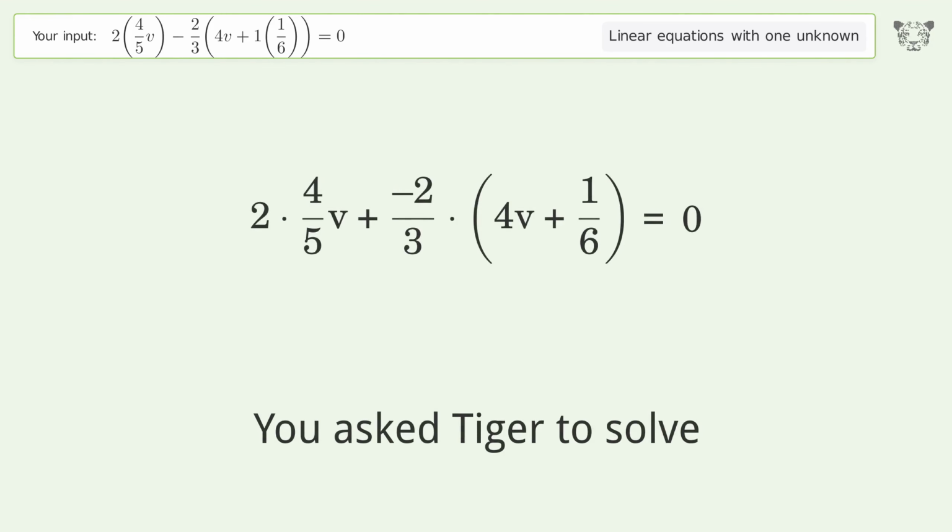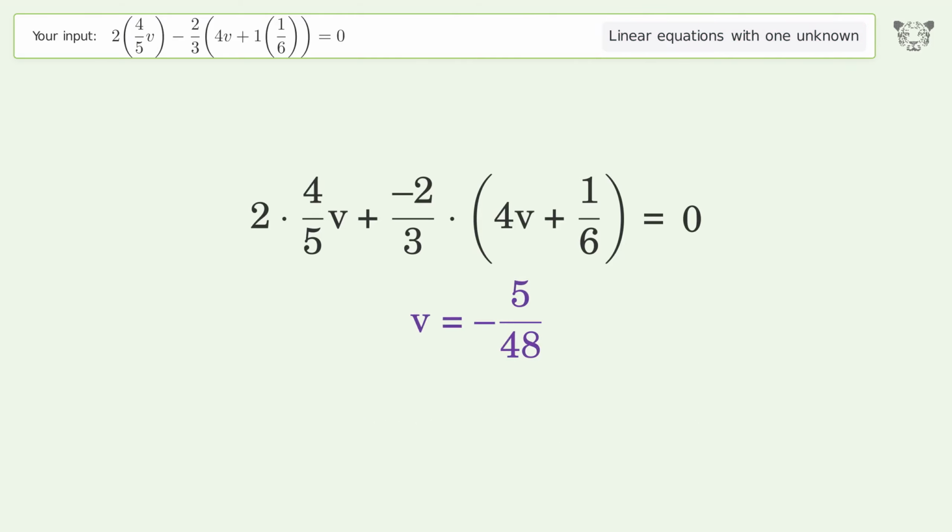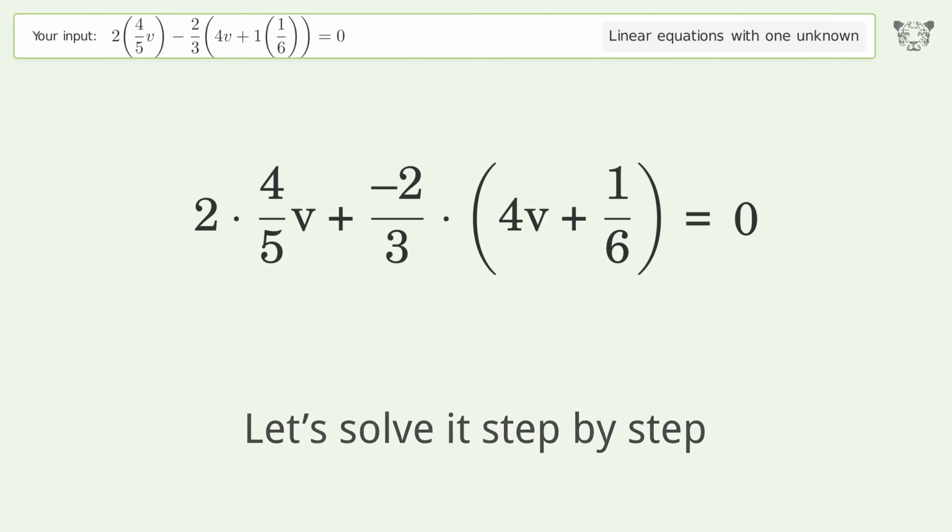You ask Tiger to solve. This deals with linear equations with one unknown. The final result is v equals -5/48. Let's solve it step by step.